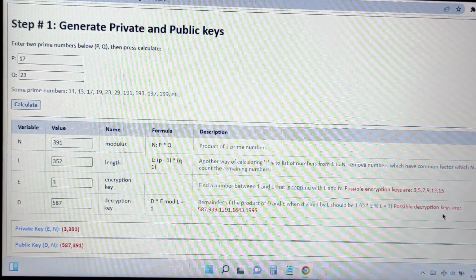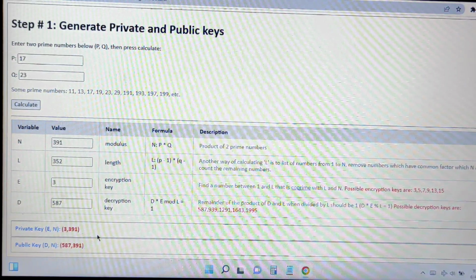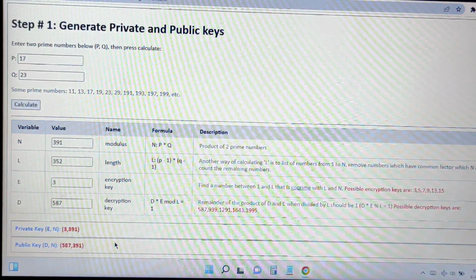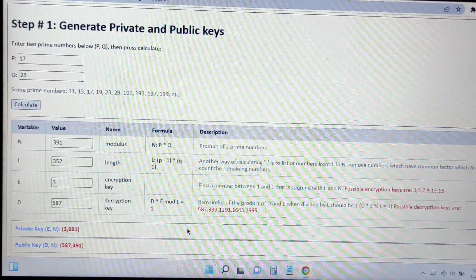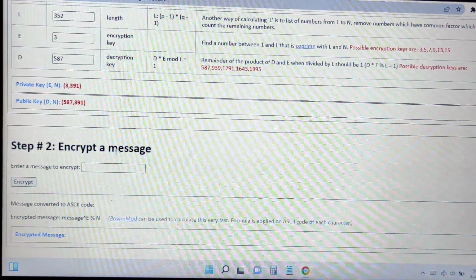Possible decryption keys are 587, 939, 1291, 1643, and 1995. So the private key, or EN, is 3,391 and the public key, DN, is 587,391. Now let's proceed to step 2, encrypt a message.